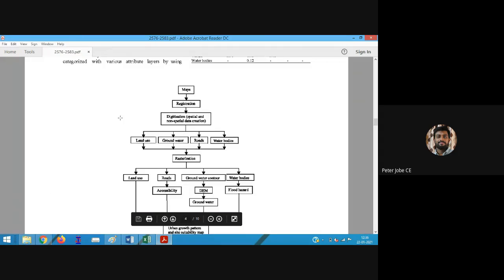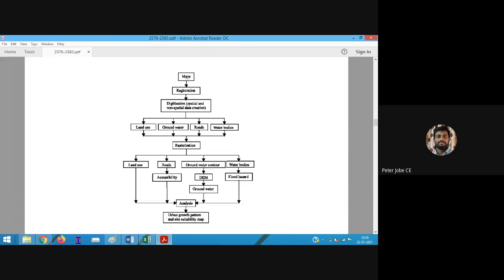This is the flowchart of the methodology that they have developed. First, they have taken the maps from different satellite images over the years, and they have registered them, and they have digitalized them. Like, spatial and non-spatial data was created, and they created several layers with different themes like land use, groundwater, roads, water bodies, etc. So this is the thing that you need to write down in your examination if something is asked related to the site suitability analysis using GIS.